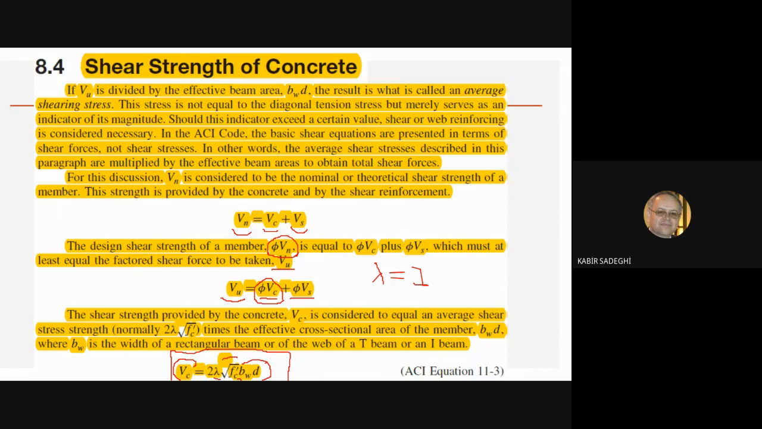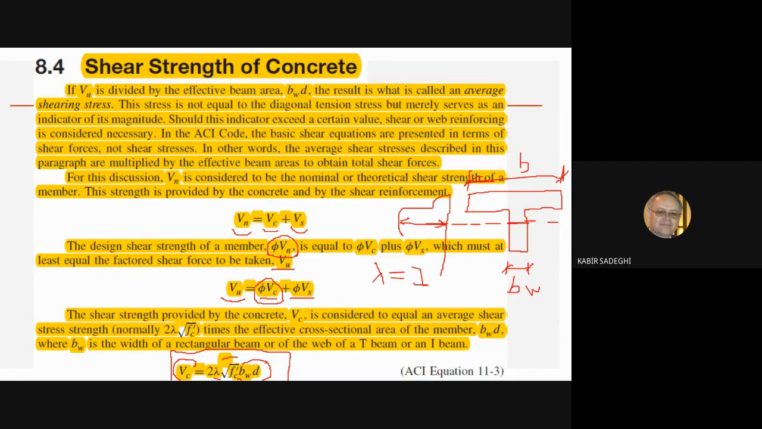Imagine you have a T-beam. This is Bw. This is important for us. B is not important. Why? Because when we see the stress profile, when we have a T section, the stress profile is like this, and then the maximum shear is on the neutral axis. Therefore, if the neutral axis is at the web, this dimension is important.